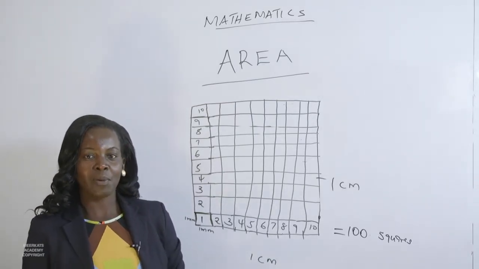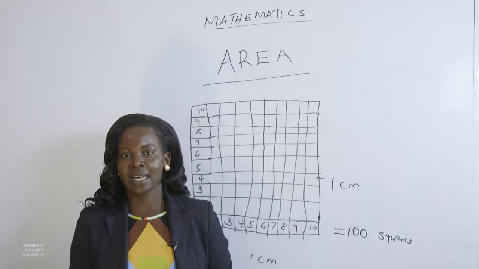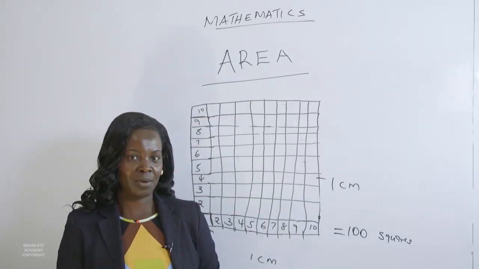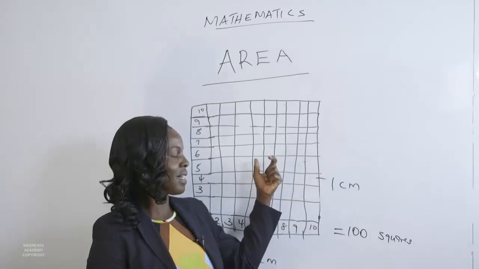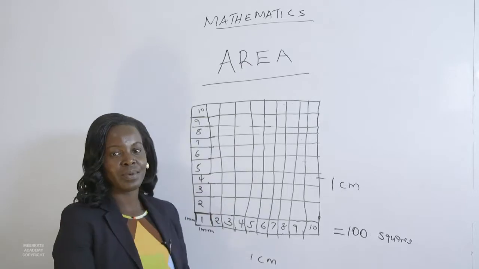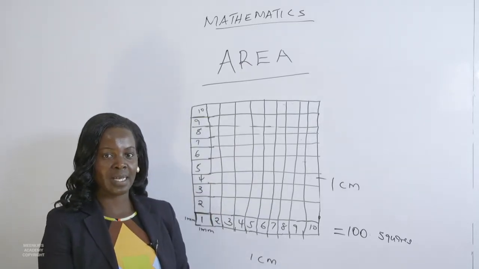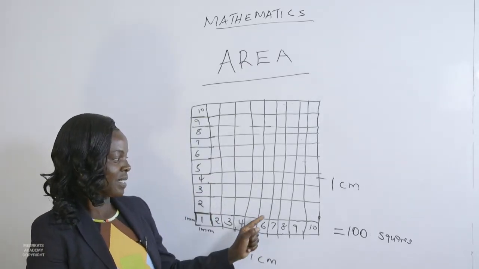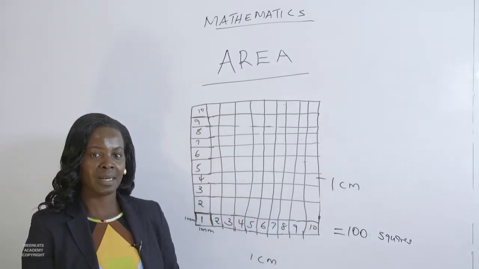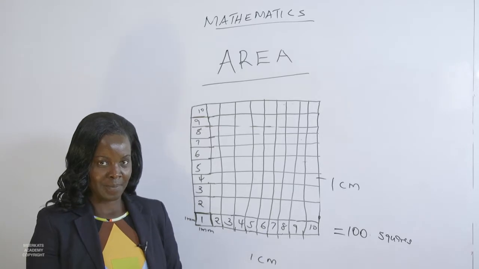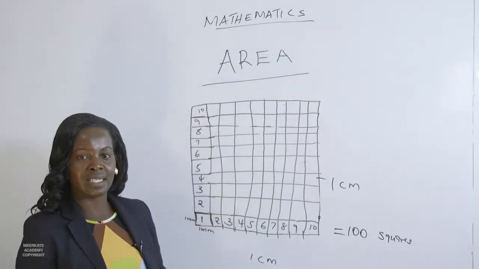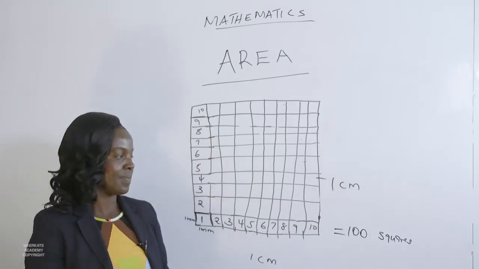Area means the amount of space inside a two-dimensional figure. The amount of space occupied by a two-dimensional figure. So we have taken an example of this 1 centimeter square that is enlarged, and we see that it has 100 squares measuring 1 millimeter by 1 millimeter. Then it takes us to another point. What are the units that we use to measure area?